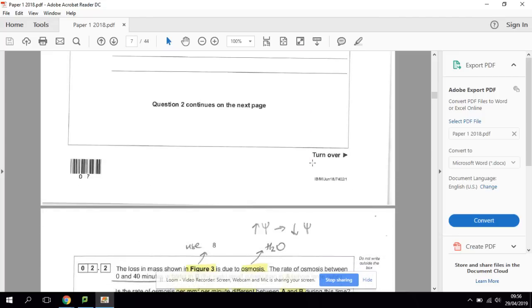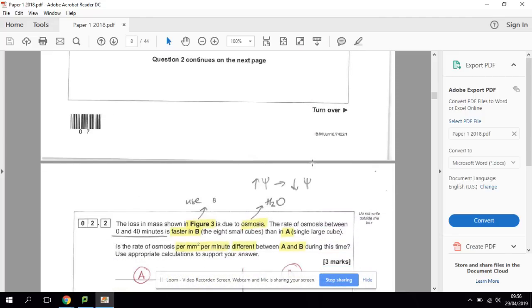So now we had a maths question which was quite challenging. The loss in mass in figure 3, so on the graph that we were looking at, is due to osmosis. So we've mentioned that. We did say that any mass loss will be because water is lost. With the practical that was going on in this concentration of sucrose, the solution has sucrose. So of course osmosis is taking place from higher water potential to lower water potential, losing water.